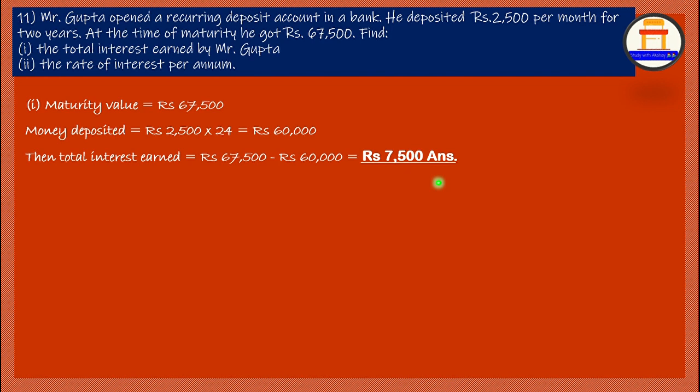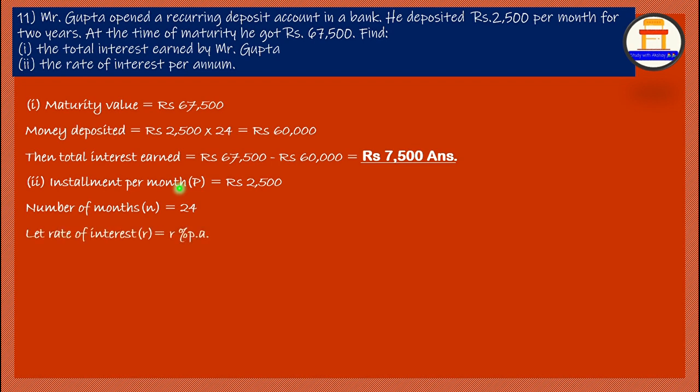So let's move ahead with the next question, that is the rate of interest per annum. Here I have given all the things: the installment per month, that is principal, is 2,500, number of months is 24 months, and rate of interest is R%. Along with that we also know the formula for calculating the interest, and the interest value, simple interest, is 7,500. So let's substitute.